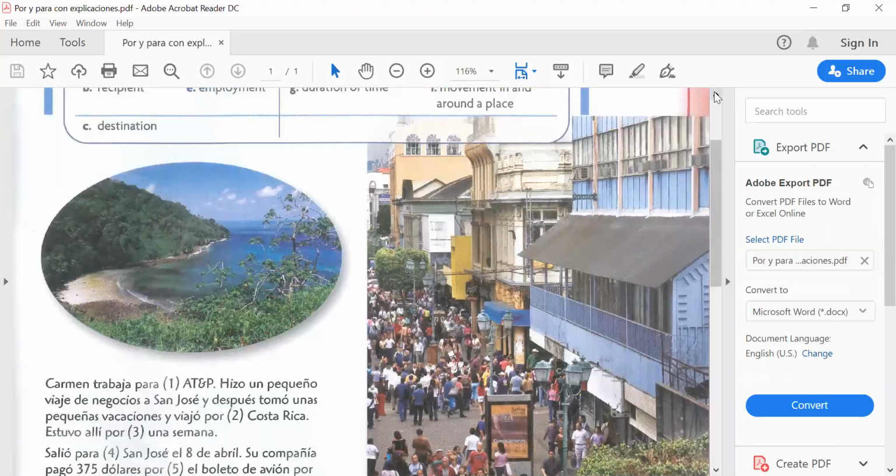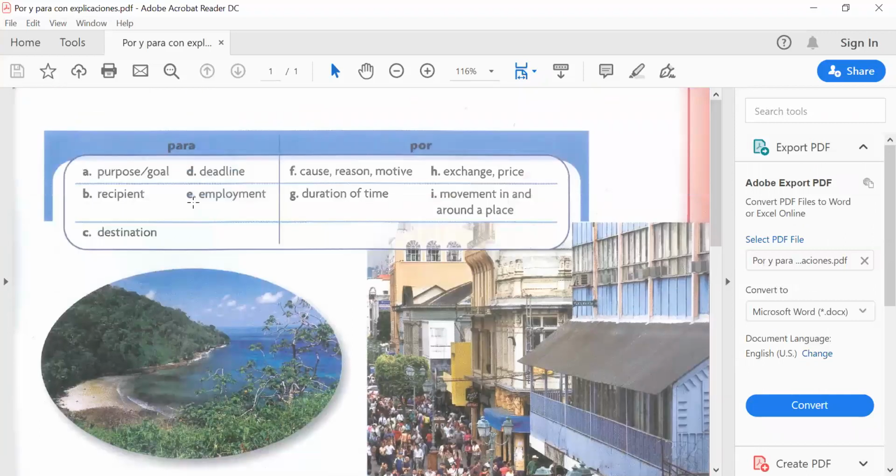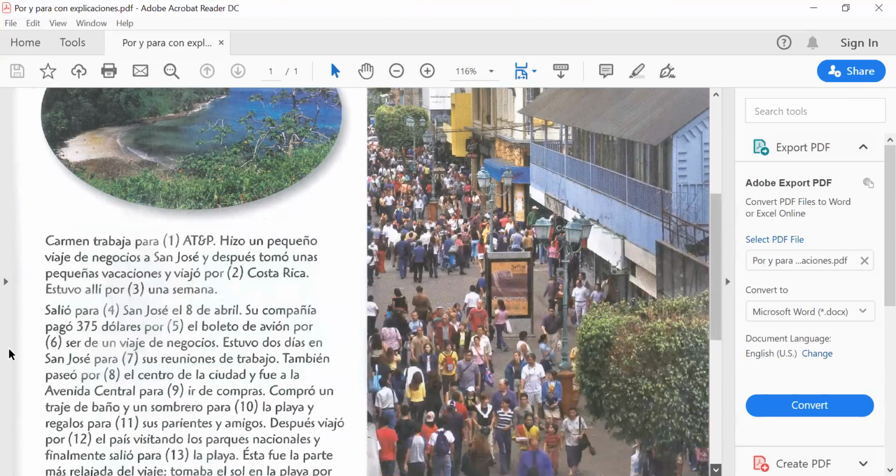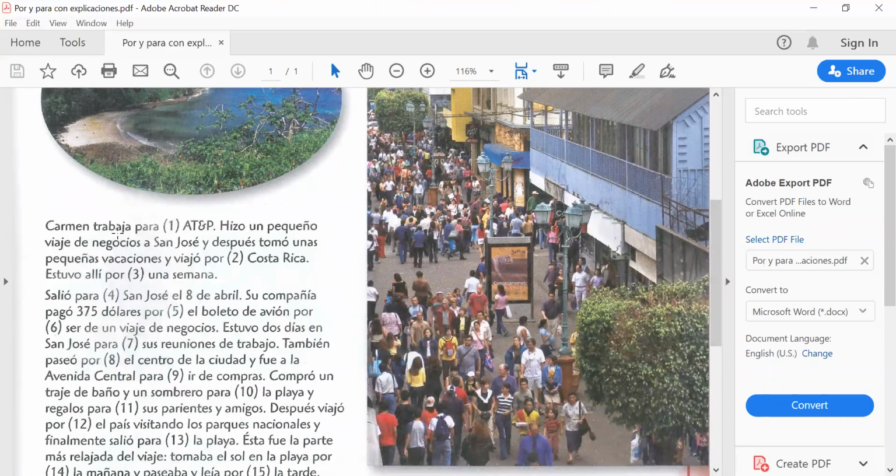So we look up here and we say, okay, where's E, where's E, where's E? Okay, so the answer number 1 must be para, and the reason for which it's para is because it has to deal with employment. So we go back down and we say, okay, Carmen trabaja para this certain company, right? Supposedly AT&P. Carmen works for this certain company.